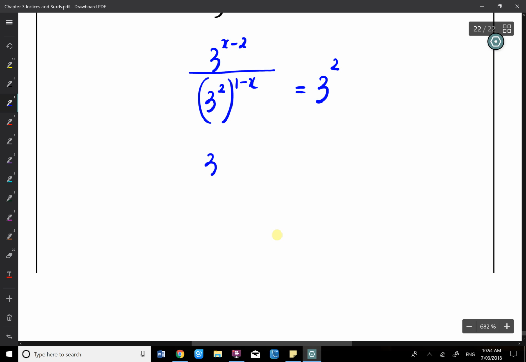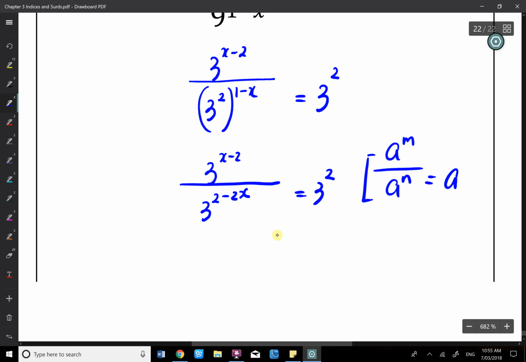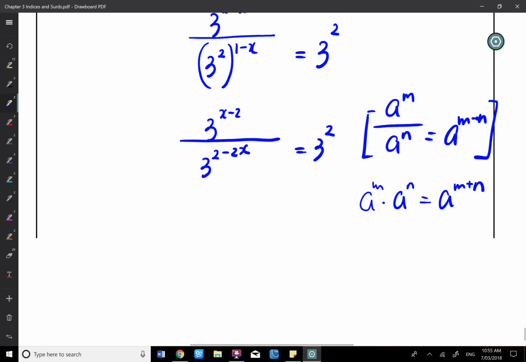And then the top one is 3 to the power of x minus 2 over 2 minus 2x equals to 3 to the power of 2. What I can do here, I will use the formula a to the power of m over a to the power of n equals to a to the power of m minus n. I need to use this rule to do it. Well, for your interest, a to the power of m times a to the power of n will be plus, you know that. So we can times the denominator to that side as well, or we can simplify directly here. So depends on you. I can just simplify here.